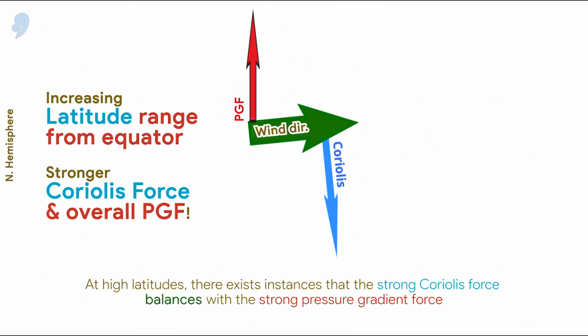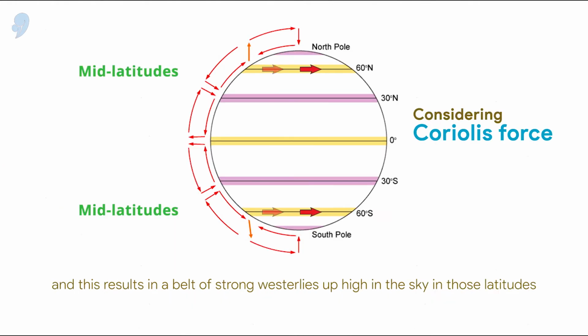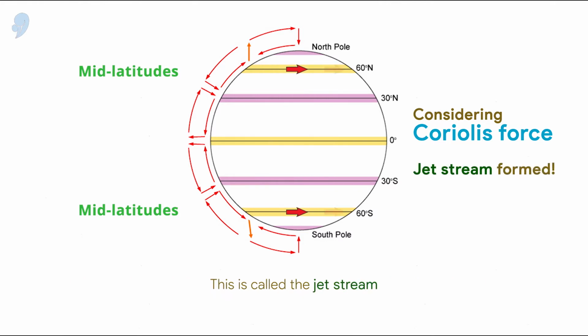At high latitudes, there are instances where the strong Coriolis force balances with the strong pressure gradient force, and this results in a belt of strong westerlies up high in the sky in those latitudes. And this is called the jet stream.